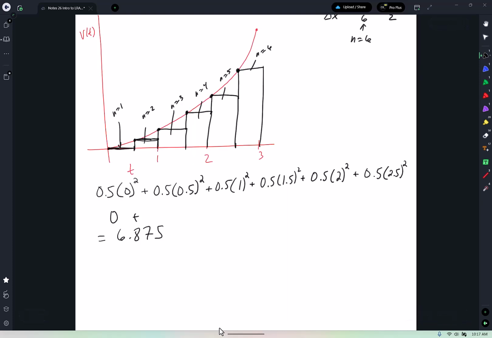So we've only done LRAM. Is this an under approximation or over approximation? Under, because look at all the area that is uncounted for. Does that make sense? All right, now let's do an RRAM.